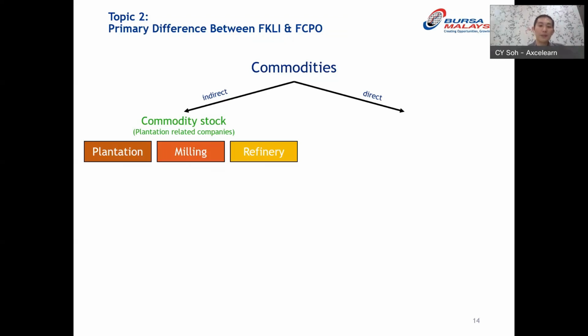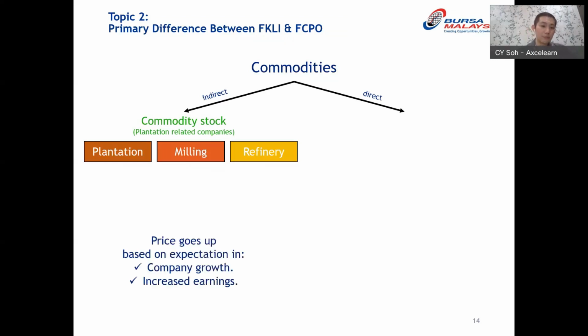Okay, so of course, indirect investing in commodities is where you invest in stocks. The price of your stocks goes up only based on the expectation of your company's growth or an increase in earnings. And of course, you need to look at whether the company is well managed or not.